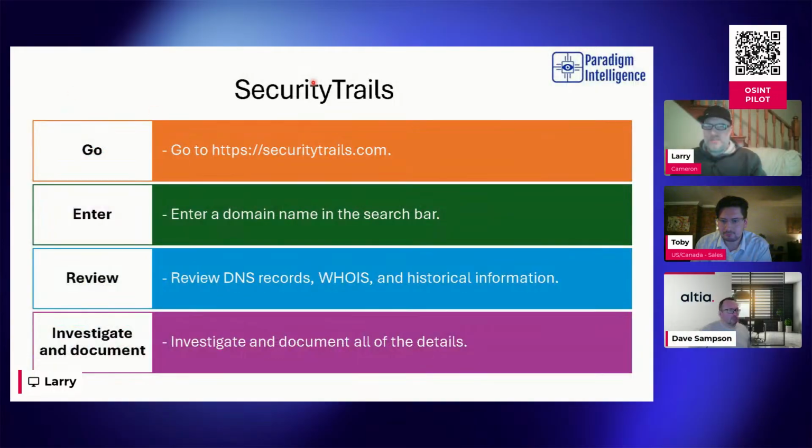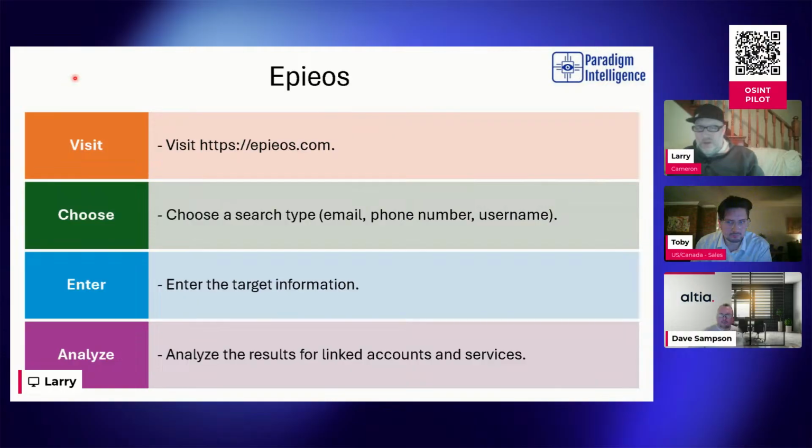SecurityTrails, you enter the domain, you review the records, investigate and document all the details. EPIEOS, you visit the site, pick an email, phone number, or username, enter the target information, then you analyze the results. These are very simple, but the best thing about them is that they're free.